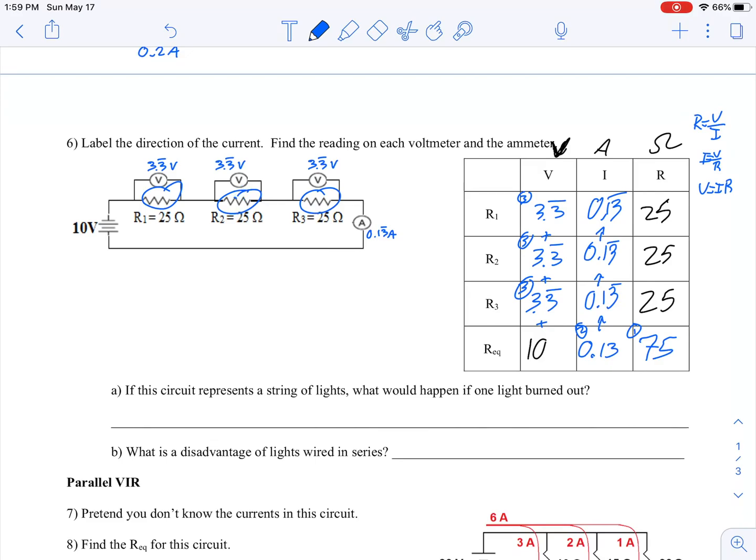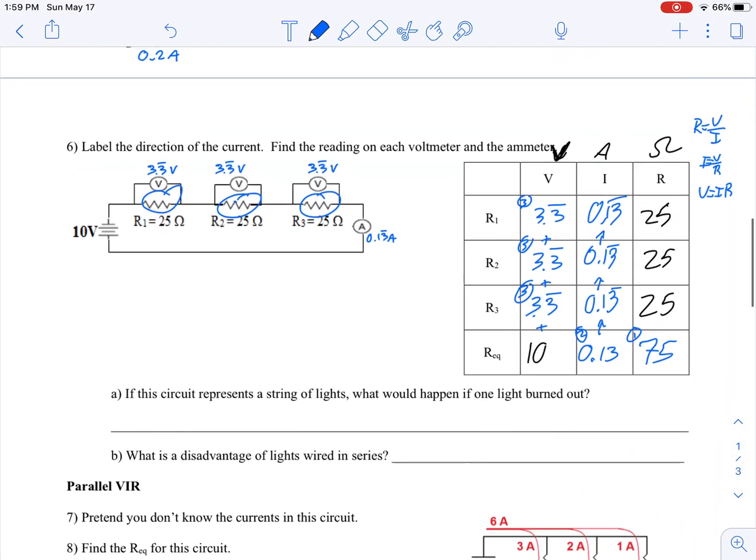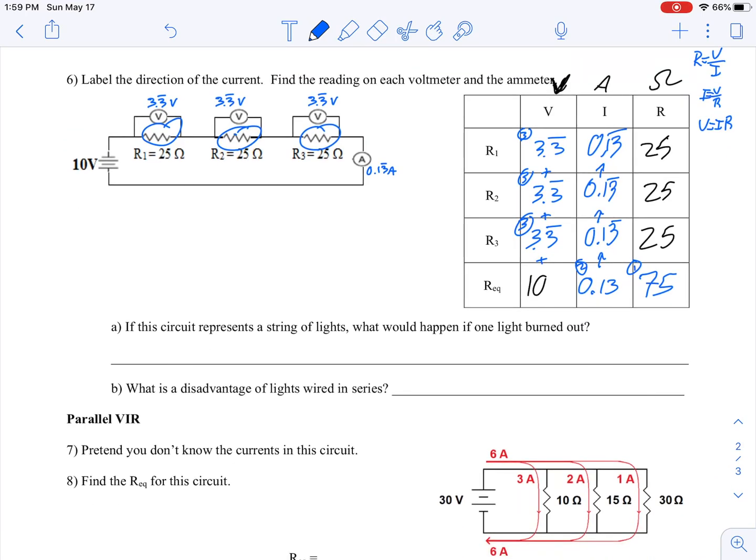Now you might be saying, well, can some of the current go through the voltmeters here? No, voltmeters do not let any current through at all. So what would happen if one burned out? Not that they all burn out, excuse me. I should say none of them turn on. That's a better way to put it.